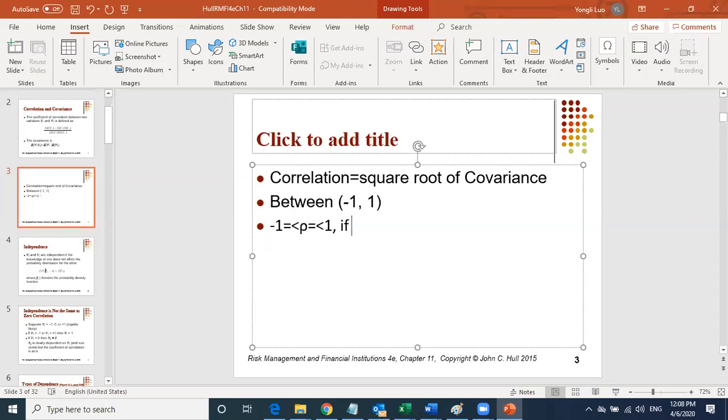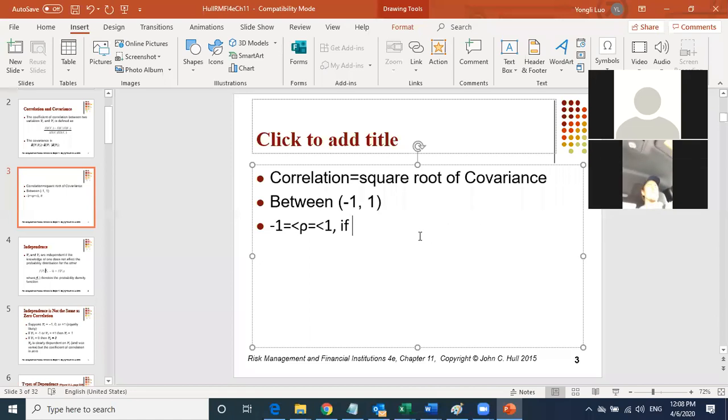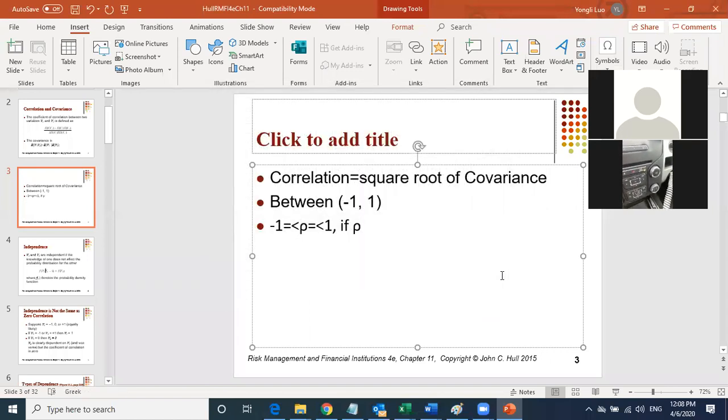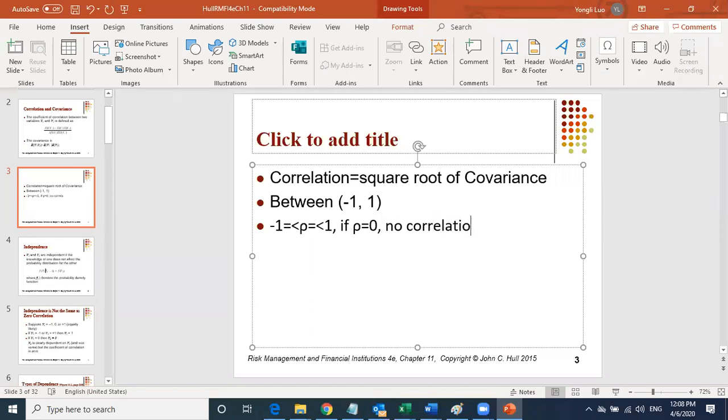If you have rho equal to 0, let's say rho equal to 0, I mean no correlation. These two variables have no correlation.